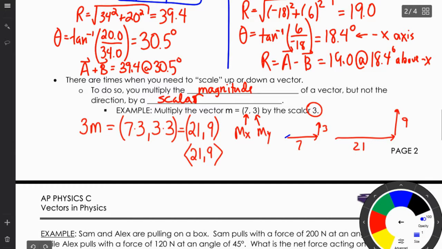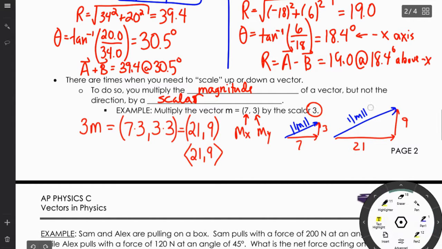So if I draw my vectors, notice that the magnitude changes, right? So the magnitude of m has changed. Let me just get that, because that notation we haven't talked about. You'll see that it got bigger, but the thing that did not change is the angle, the direction. Just the size got bigger, not the angle.